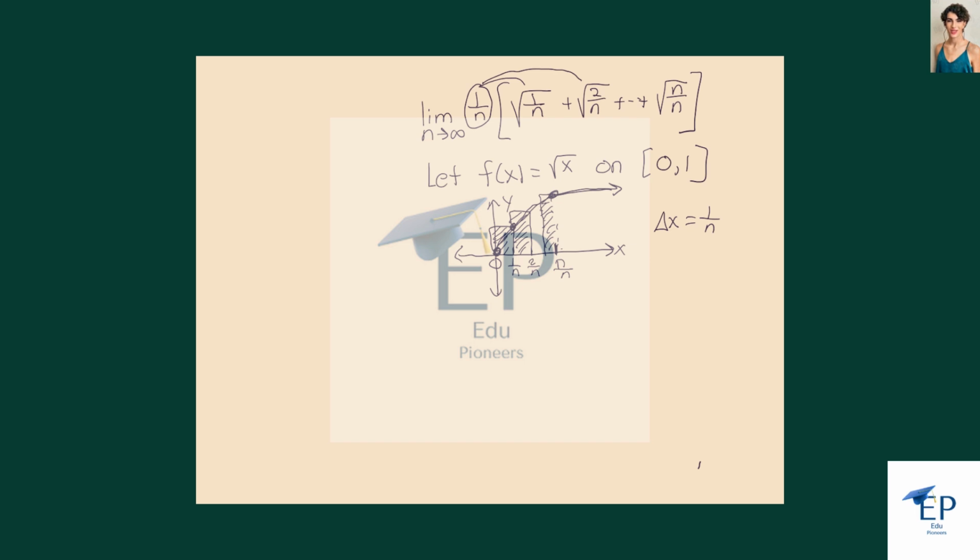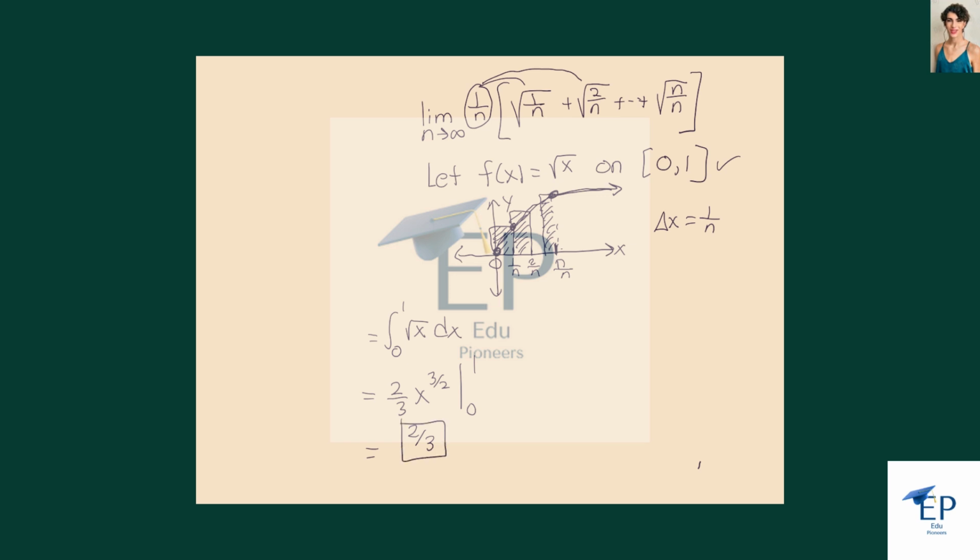So this is the correct function, f of x equals square root of x, and it's going to be on the interval from 0 to 1. And so this is going to equal the integral from 0 to 1 of the square root of x dx. So we're going to transform this limit into a definite integral. And so this is 2/3 x to the 3/2 evaluated from 0 to 1. And so the correct answer here is 2/3.